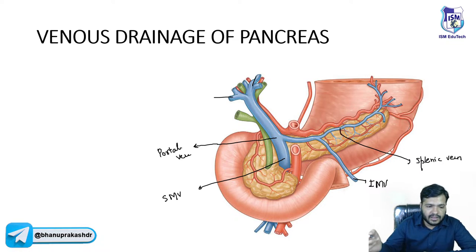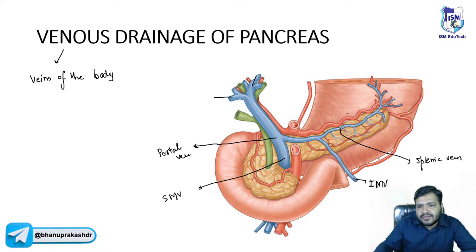Now, remember, the venous drainage is like the veins of the body. The veins of the body are draining into the splenic vein. So the veins of the body basically drain into the splenic vein, and the veins of the head.